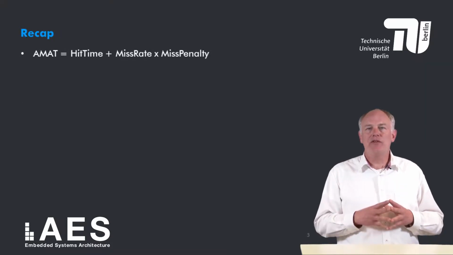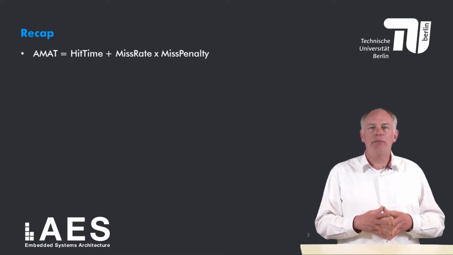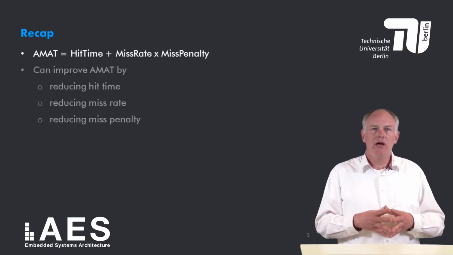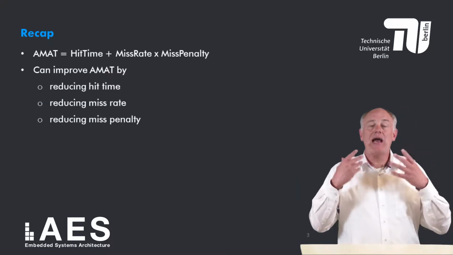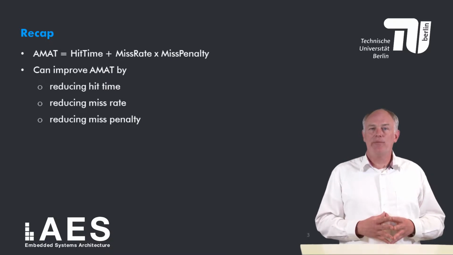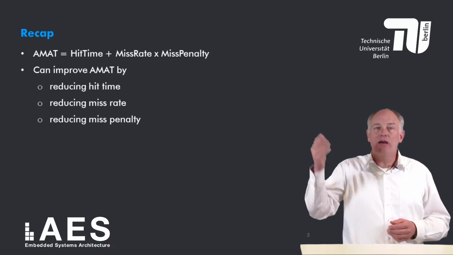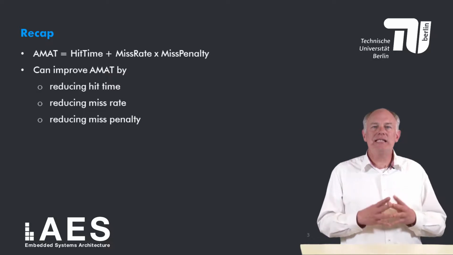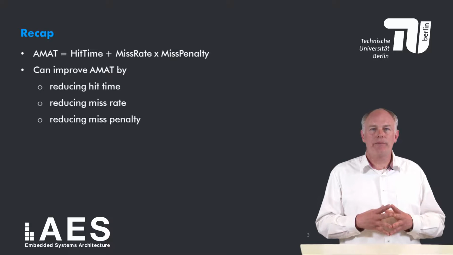In the first lesson of this course, I presented the equation for the average memory access time, given by hit time plus miss rate times miss penalty. So we immediately see that we can improve the AMAT by reducing the hit time, the miss rate and/or the miss penalty. Unfortunately, improving one of these terms often negatively affects the other terms, so a trade-off needs to be made. In this lesson, I will focus on techniques that reduce the hit time and the miss penalty.